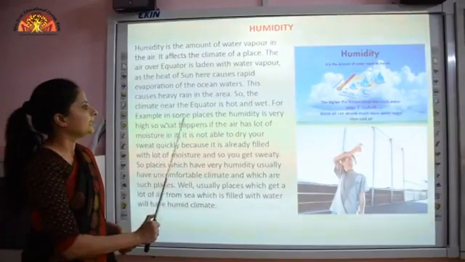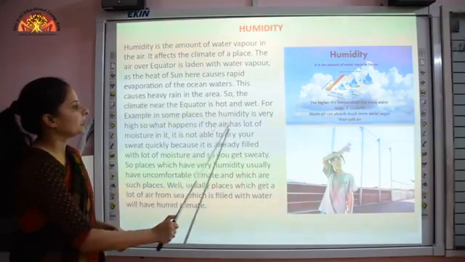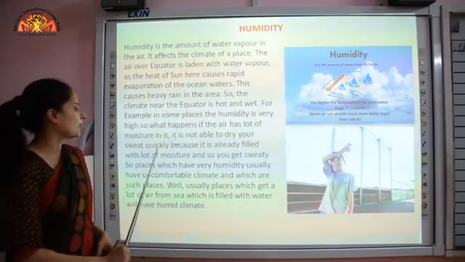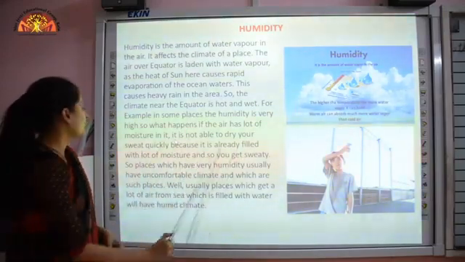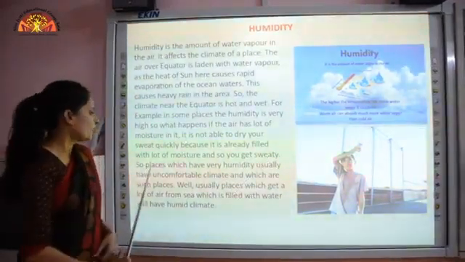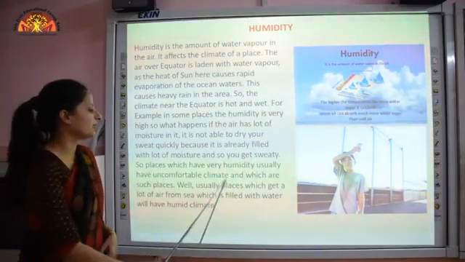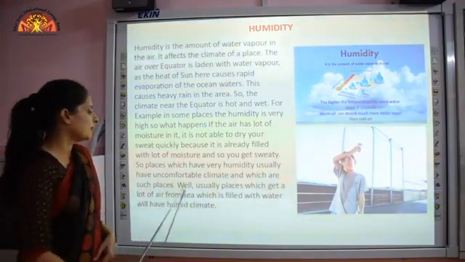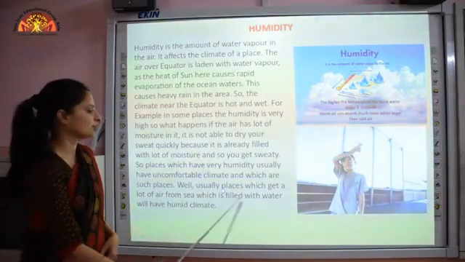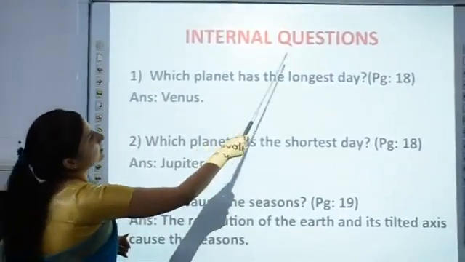For example, in some places where the humidity is very high, what happens if the air has a lot of moisture in it? It is not able to dry your sweat quickly because it is already filled with a lot of moisture, and so you get sweaty. So places which have very high humidity usually have an uncomfortable climate, and which are such places? Well, usually places which get a lot of air from the sea which is filled with water will have a humid climate.